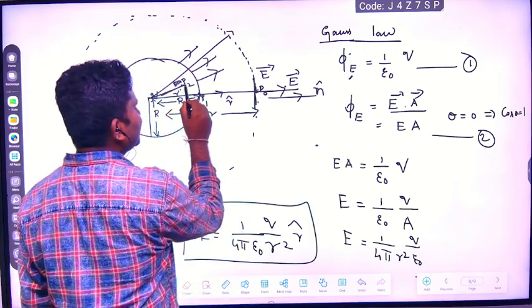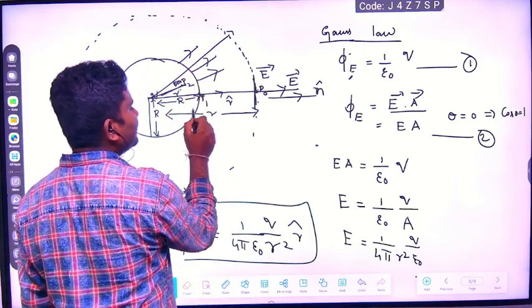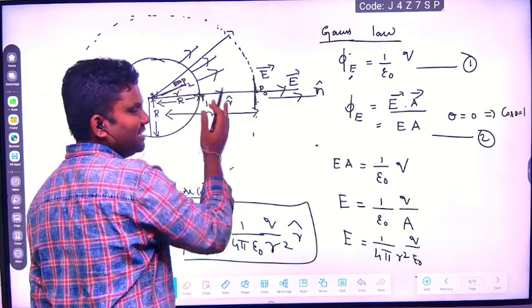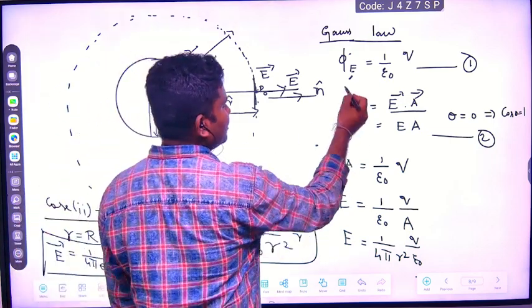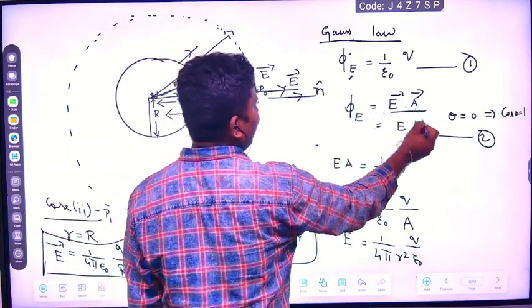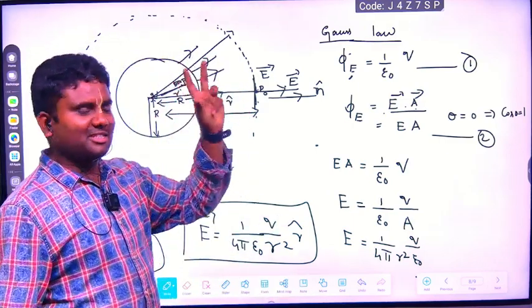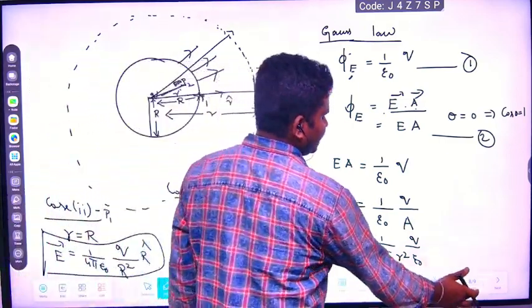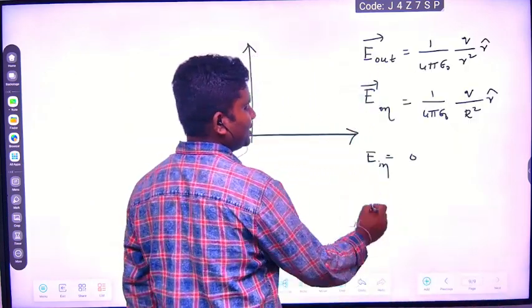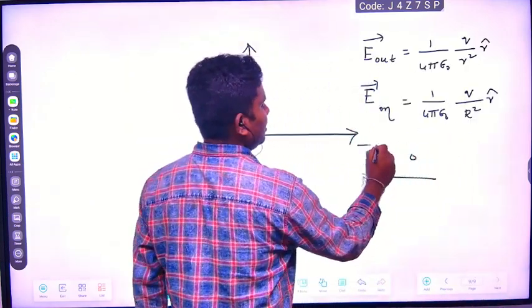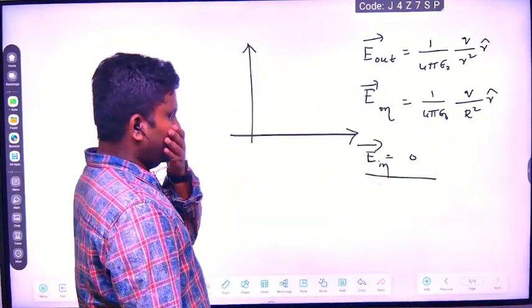The field lines will just go this way. Here it is the surface. Here there is no surface area. So this flux concept will not come. It is E into A. You can explain how many electric field lines are there inside. So that's why it is 0, because the area is 0. So that's why inside the electric field is 0.